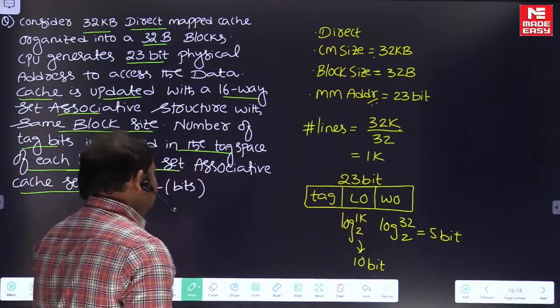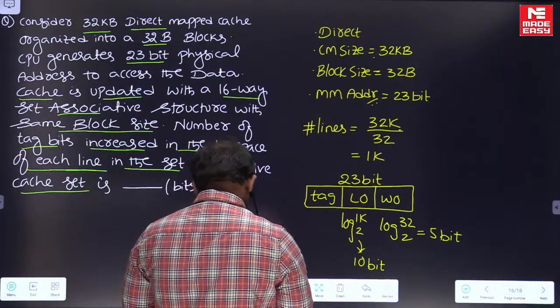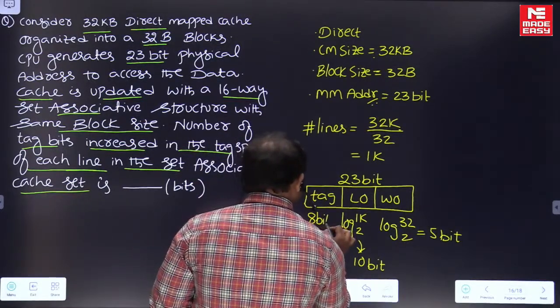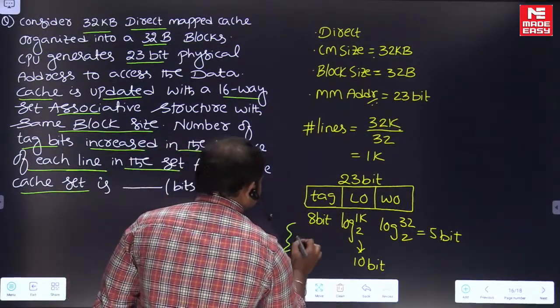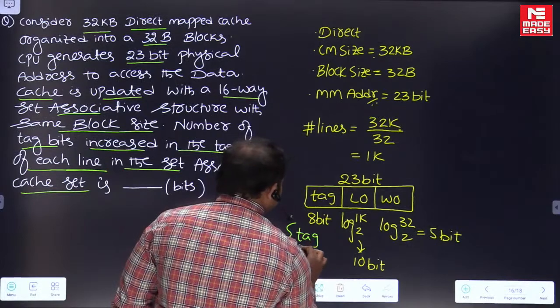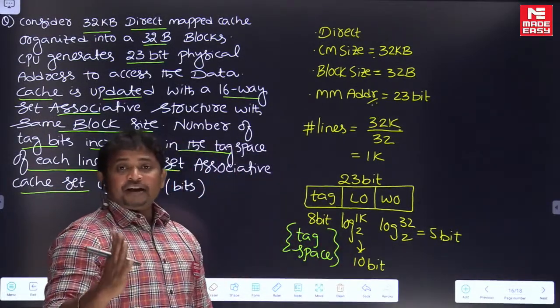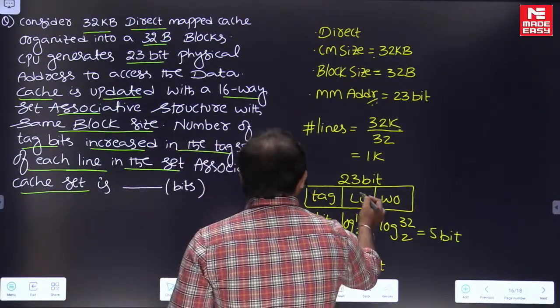And the remaining bits? 23 minus 15, that is 8 bits. 8-bit tag space. So in every line of the cache, 8-bit tag space is required. This is about the direct cache.